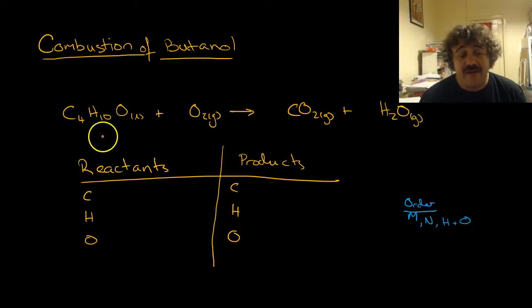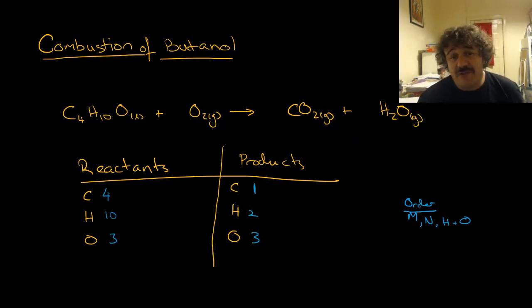Okay, so here we have the combustion of butanol. Butanol is an alcohol and it burns really well. So this added to oxygen gives us carbon dioxide and water. But let's check it out. So at the moment you've got four carbons on the left hand side, one carbon on the right hand side. Already the universe is in trouble. We have 10 hydrogens over here, that's a lot, and 2 over here. Okay, and here we have 3 and 3. So that one's all sorted.